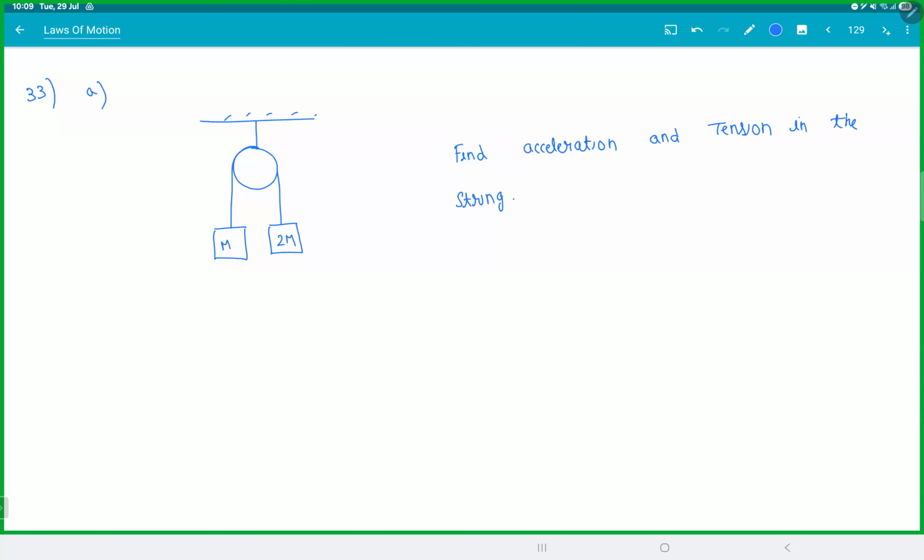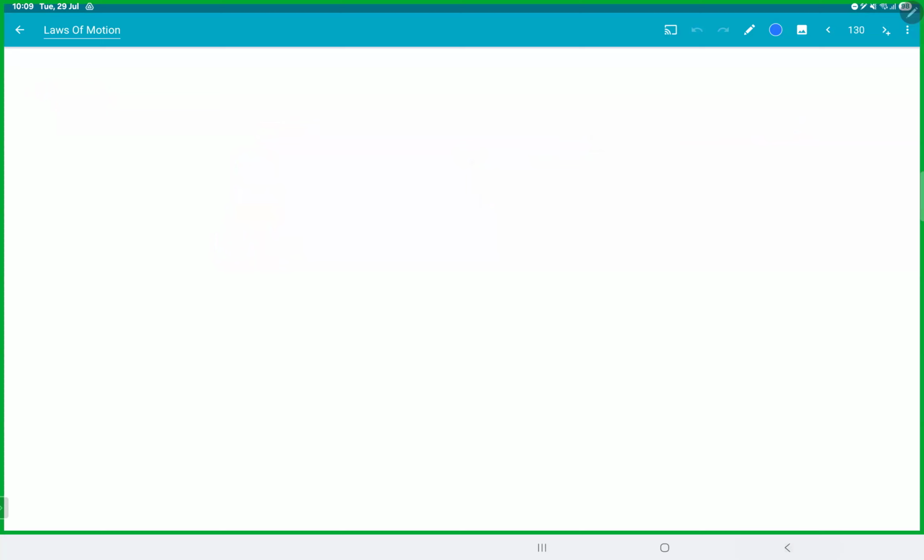Remember the process, the steps are same. This thing is called an Atwood machine. Remember this. Sometimes in the questions they will say in an Atwood machine, so they won't tell you everything. You should know what they're talking about. It's called an Atwood machine. So Atwood machine is simply one pulley and two blocks.